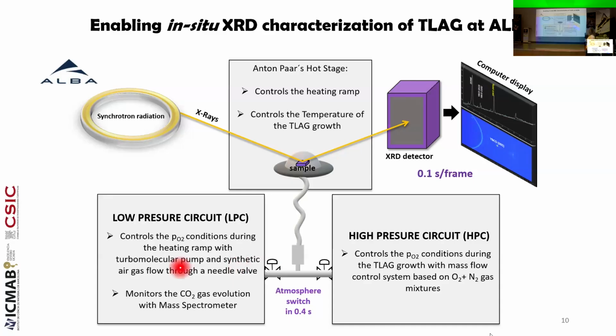Then we have a high pressure circuit, which controls the oxygen partial pressure conditions during the TLAG growth after the pressure jump. And this is achieved with a set of mass flow controllers based on oxygen and nitrogen gas mixtures. So we can switch between these two in a fraction of a second and change the conditions inside the reaction chamber in a fraction of a second.